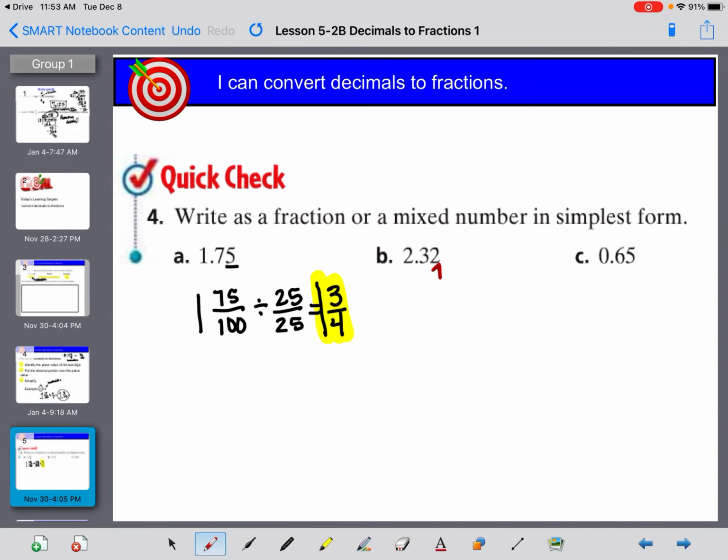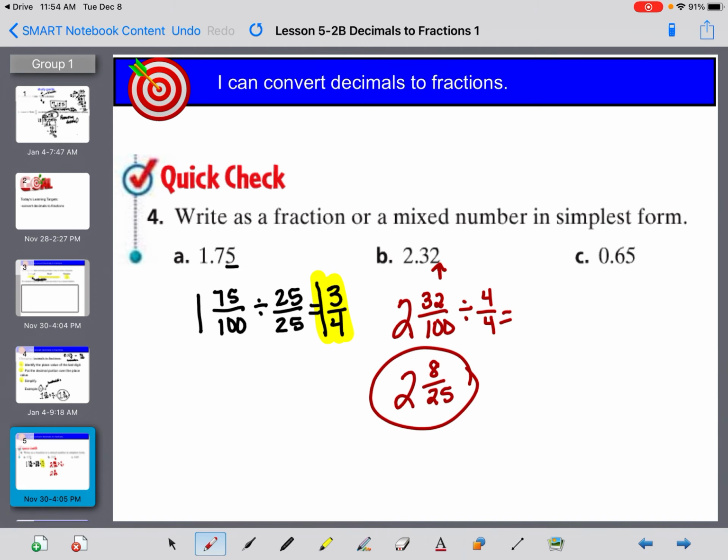In letter B, I see that this 2 is in the hundredths place. So 2 and 32 over 100. Then I notice that 32 and 100 are both divisible by 4. Is 4 my best? Maybe 4 is my best option. I'm probably missing one, but we're going to go with 4. 2 and 8/25. No, I'm not missing one. There we go.